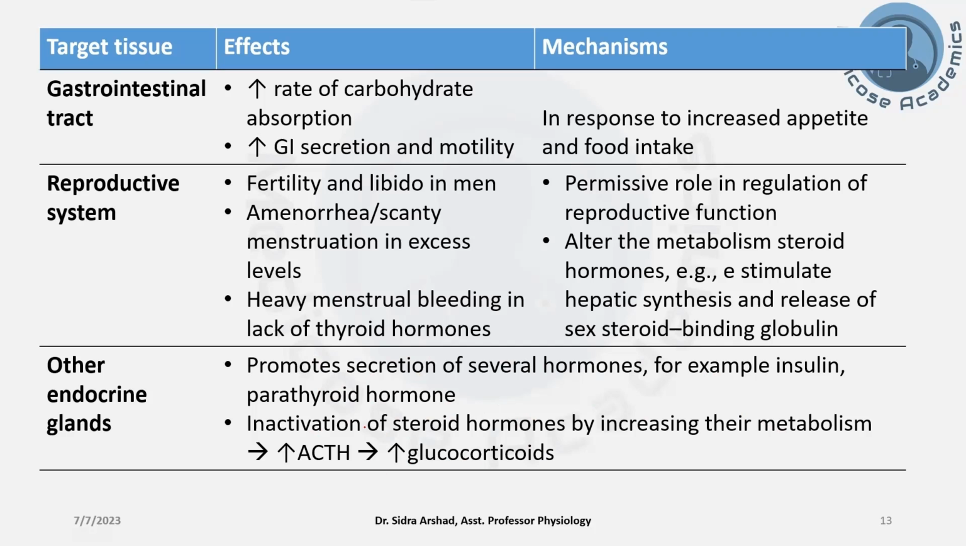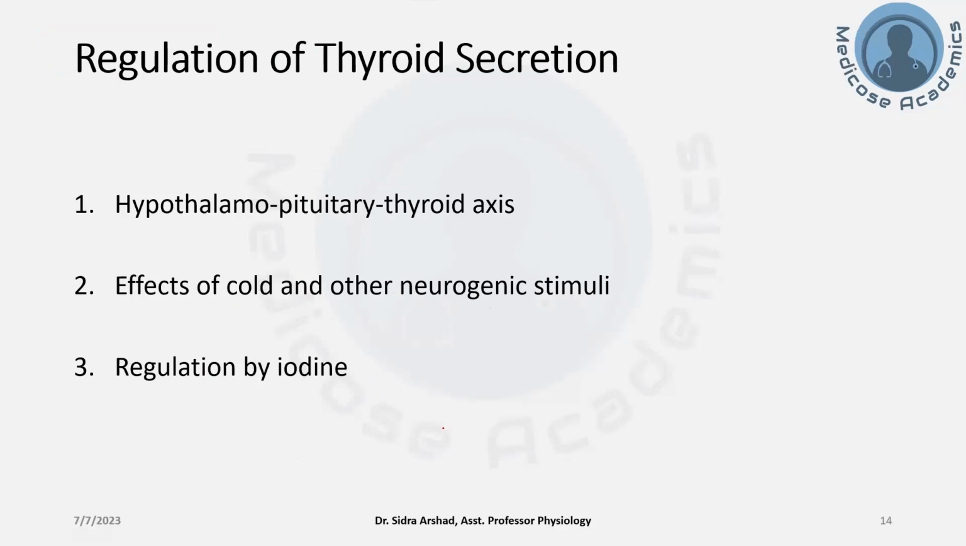So even if they are causing the inactivation of hormones, there is going to be a feedback increase in those hormones. So that is why, even if the thyroid hormones are increasing the metabolism of some steroid hormones, the levels of those hormones do not markedly decrease because of the thyroid hormones. So these were the actions of thyroid hormones on some major organs. Now we are going to see how the secretion of thyroid hormone is regulated.